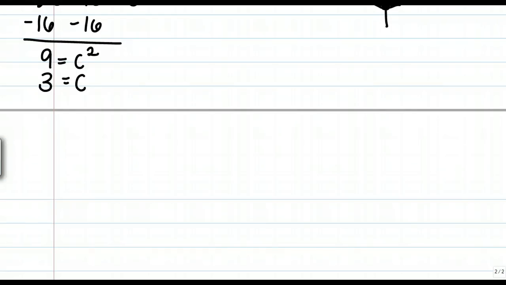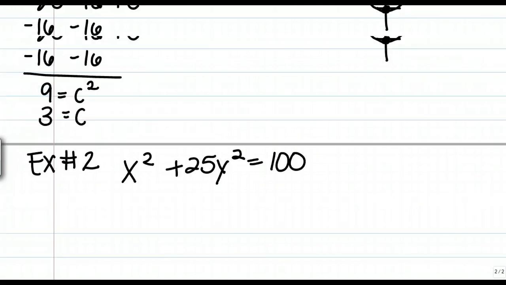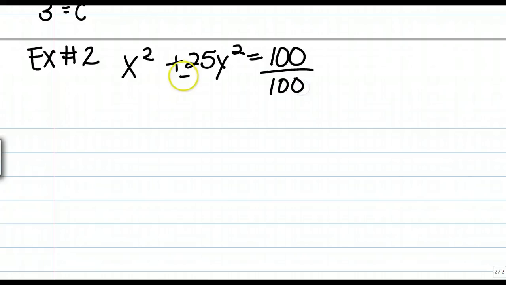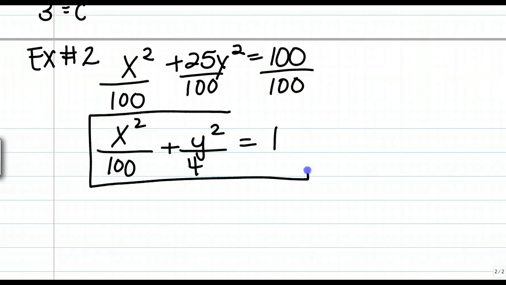Let's do another one. Let's say I gave you x squared plus 25y squared equals 100. Now, you don't have any fractions here, but you know that you need this to equal 1 because in the equations that I gave you, we always had it equal to 1. So we can just divide everything by 100, and we'll have x squared over 100 plus y squared over 4, because 25 goes into 100 4 times, equals 1, since 100 divided by 100 is 1.